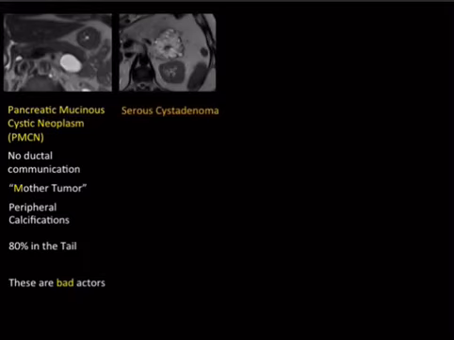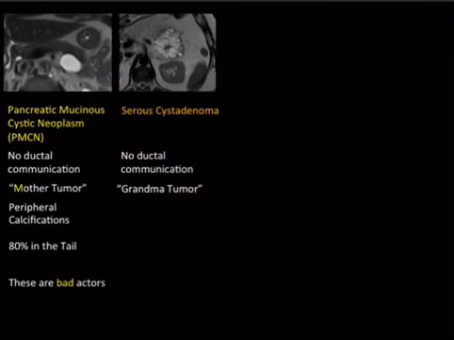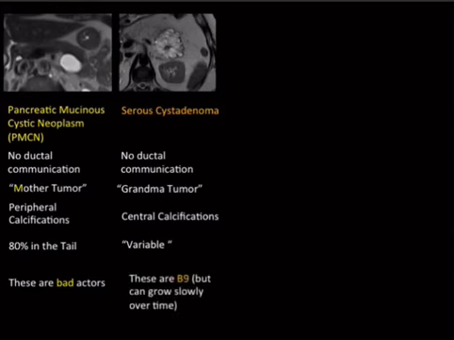Serous also has no ductal communication. It's your grandma tumor. She's serious. There are central calcifications, not peripheral calcifications. The location is more variable. It can be in the head. It can also be in the tail. It's less helpful for location, it's helpful for the mom. Mom just sits on her tail. And these are benign, but they can grow slowly over time.